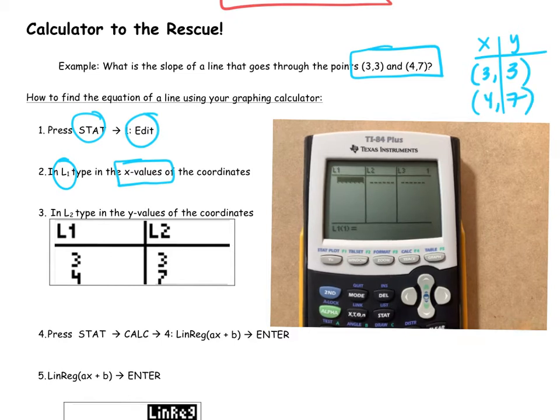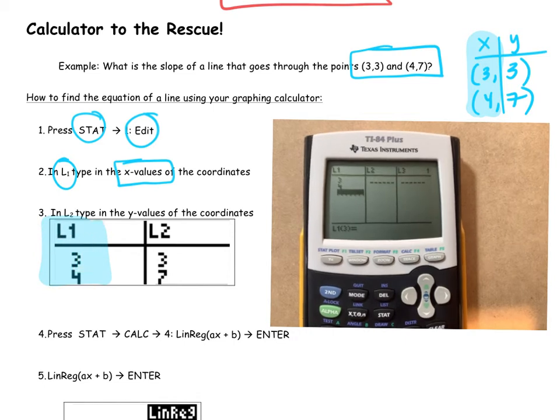All right, that's a little bit easier to read. So in our L1 column here, I'm going to enter in these x values. So let's type 3, enter, 4, enter. Okay, so that takes care of L1.